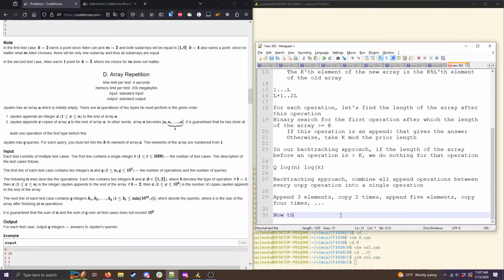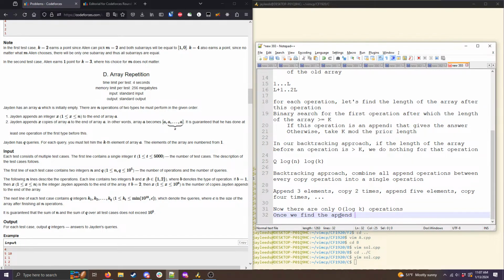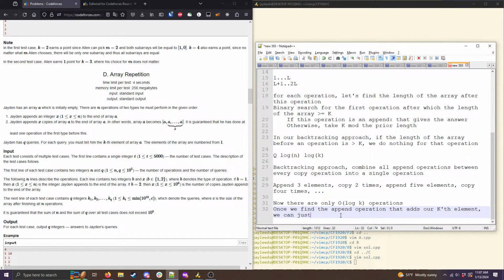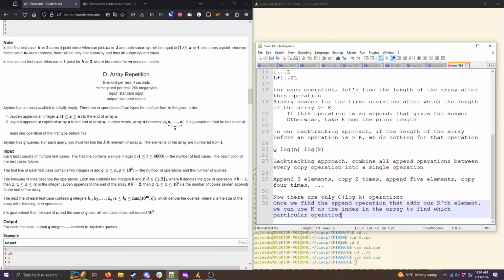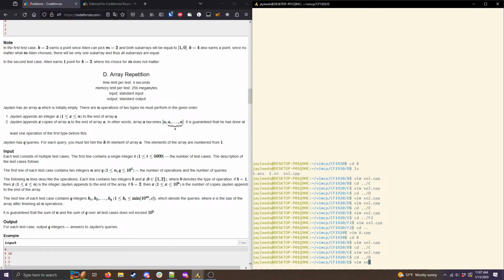So now there are only O(log k) operations to backtrack through, and once we find the append operation that adds our kth element, we can use k as the index in the array to find which particular operation it was. Okay, so let's go through the code.